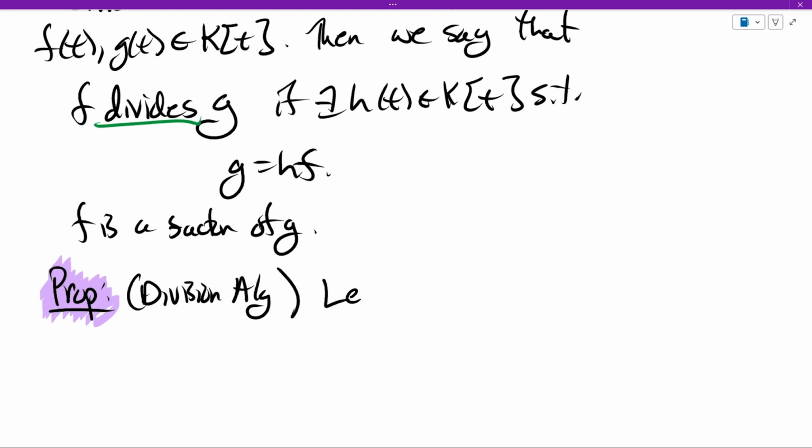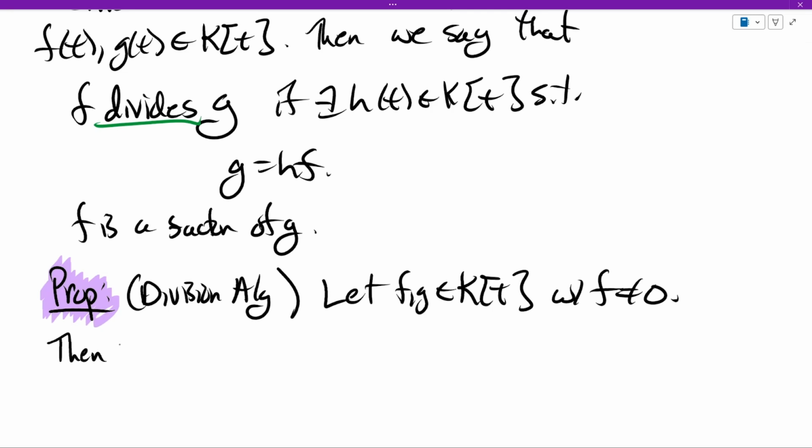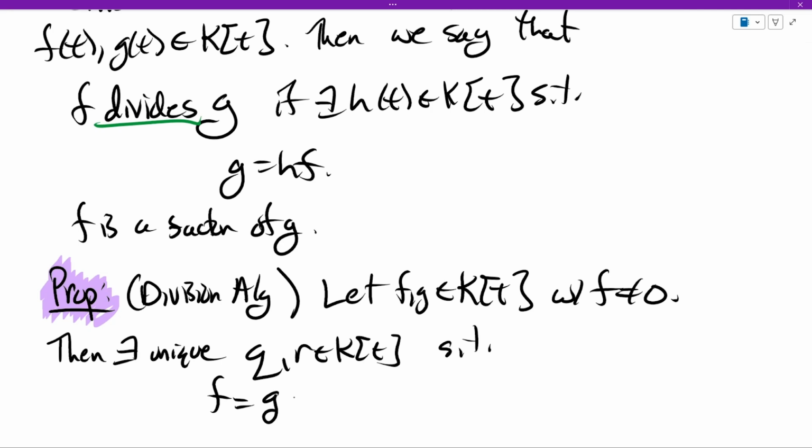let F and G be polynomials in a field with F not 0. We're going to divide F into G, and we don't divide 0 into things. So F is non-zero. Then there exist unique polynomials Q and R in K adjoint T. I'm omitting the of T notation here, such that G is FQ plus R, rather.